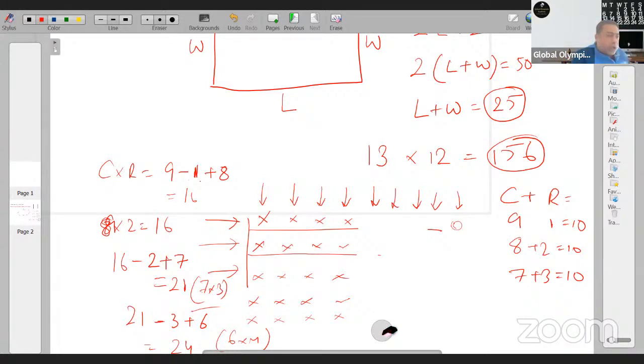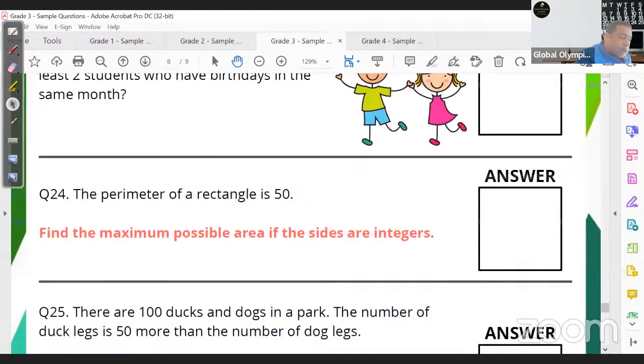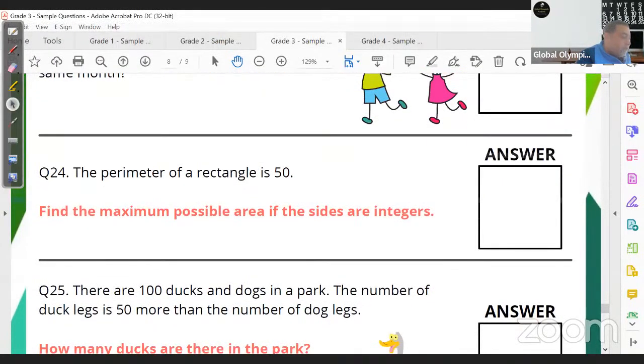Okay. So anyways, we all know this. So good job done. All right. Let's do the last question from grade 3, and then we'll move to the grade 4 paper.